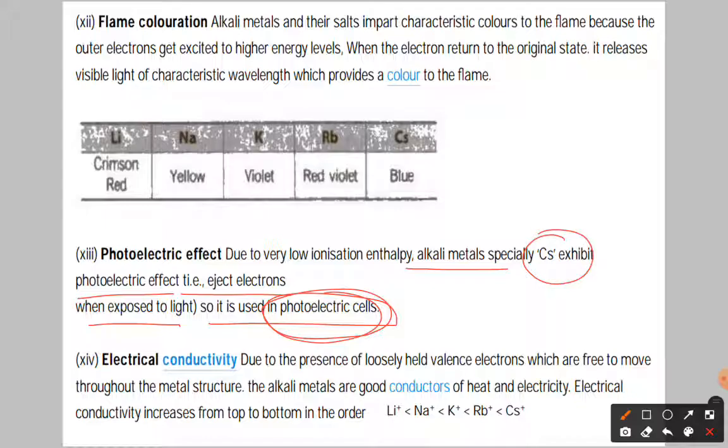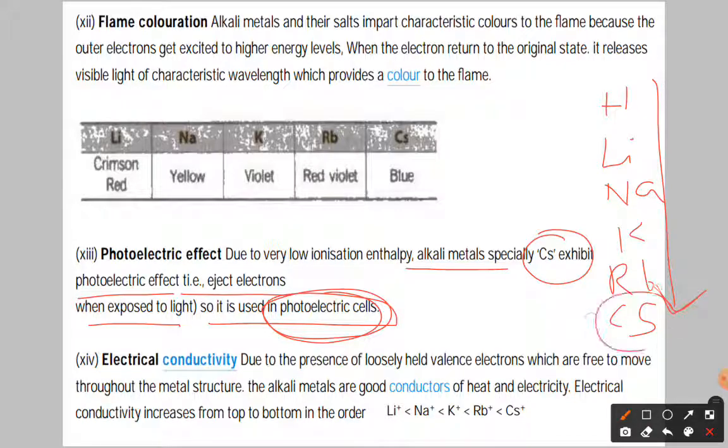Why? Because here we have the elements lithium, sodium, potassium, rubidium, cesium. Francium is radioactive, so we are not going to discuss it. If you come from top to bottom, the ionization enthalpy is very low, so it easily loses the electron. For the photoelectric effect also, we use first group elements mostly, because they have low ionization enthalpy, so we can easily eject the electrons. Especially cesium is used in the photoelectric cell.